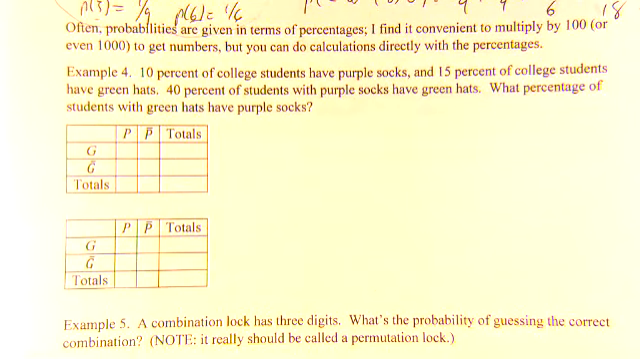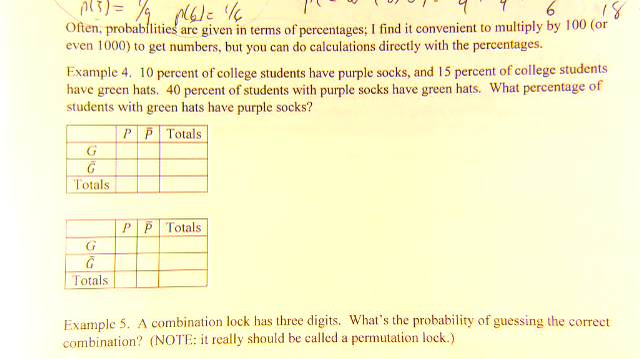Sometimes when you're dealing with probabilities, often given in terms of percentages, it's a little bit easier for me to imagine that I have, say, 1,000 cases and then figure out the numbers from the percentages rather than dealing with the percentages themselves. So suppose we have this example. 10% of college students have purple socks, 15% of college students have green hats, 40% of students with purple socks have green hats. What percentage of students with green hats have purple socks?